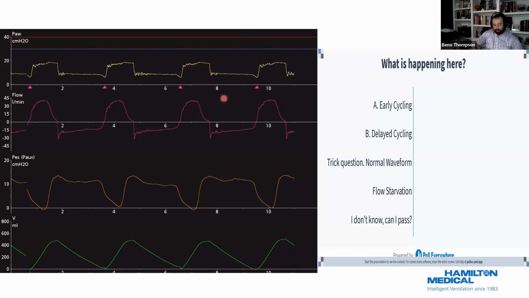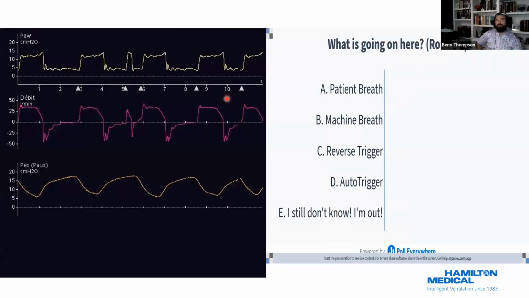All right. Last one. What's going on here? And again, I gave you pleural pressure. You can see what's going on. So what do we have? We have a patient breath, machine breath, reverse trigger, auto trigger. Still don't know. I'm just done with this lecture. You can be. We are almost done. We got like one more slide, maybe two.